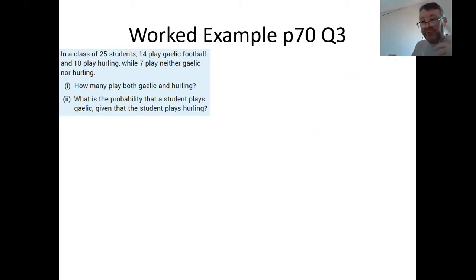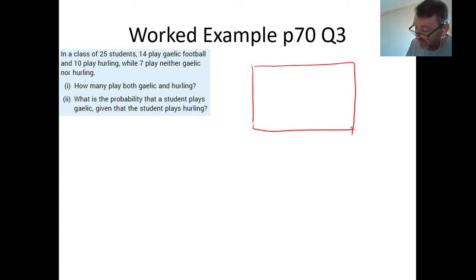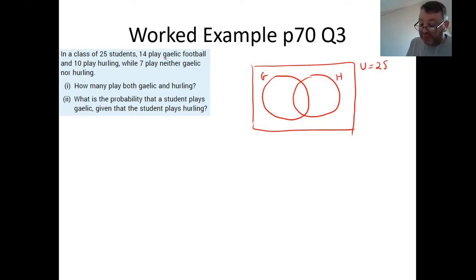Okay, another example. Now we'll take some examples from the book. In a class of 25 students, 14 play Gaelic football, 10 play hurling, 7 play neither Gaelic nor hurling. Now in a situation like that, doesn't that bring you back to junior cert with the Venn diagrams? Use them. So draw a Venn diagram. Let's have a look. What does this look like? Well, 25 students, so the universal set is equal to 25. Okay, 14 play Gaelic football, and then the others play hurling. So Gaelic and hurling. Now, 14 play Gaelic, 10 play hurling, and 7 play neither. So the 7 that are out here, they're easy to put in.